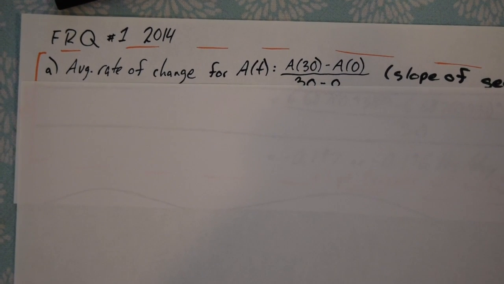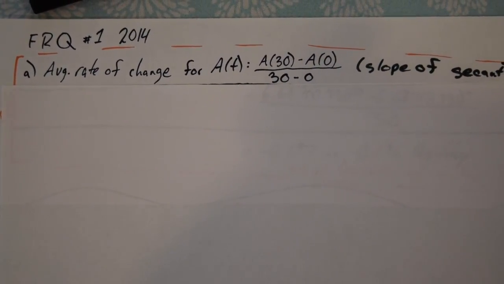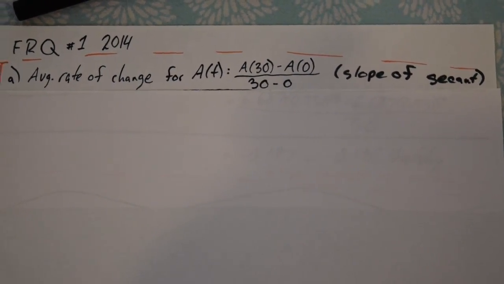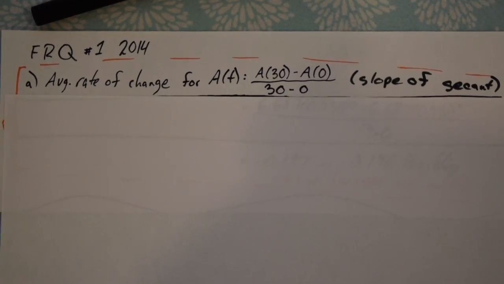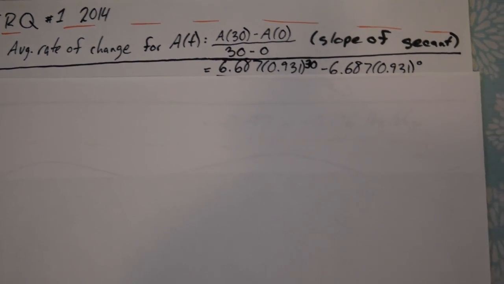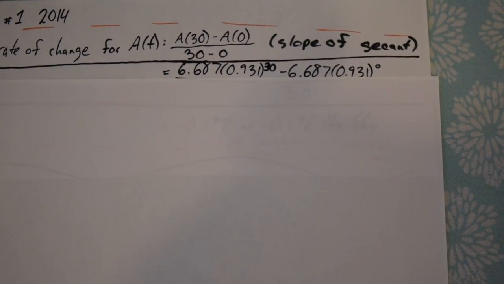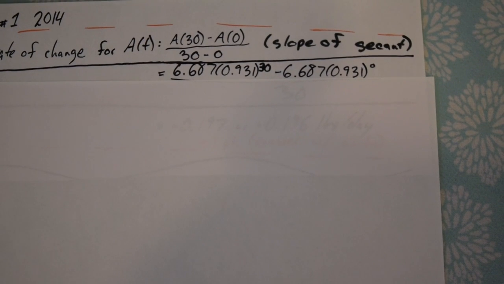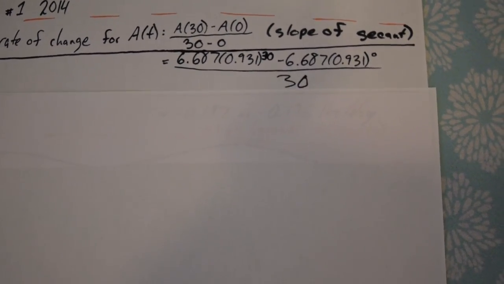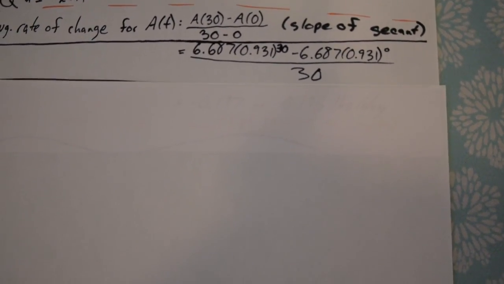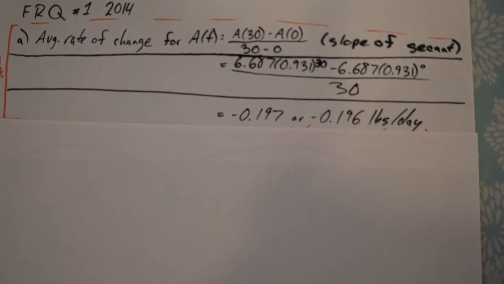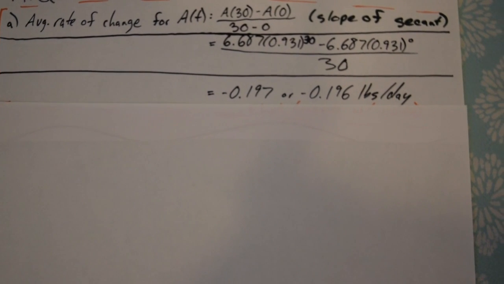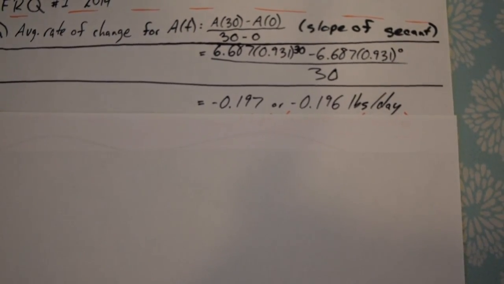It wants you to find the average rate of change over 0 to 30, and so what we're going to do is use the slope of the secant. So we're going to get A of 30 minus A of 0 over 30 minus 0, and that equals 6.687 times 0.931 to the 30 minus 6.687 times 0.931 to the 0 over 30 minus 0. You plug that into your calculator, and you get that the average rate of change is negative 0.197 or negative 0.196 pounds per day.